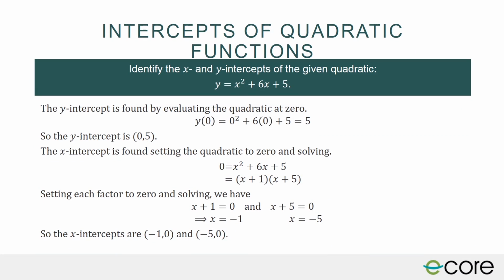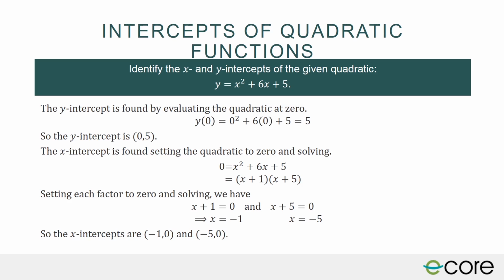Let's identify the x and y-intercepts of the quadratic y = x^2 + 6x + 5. The y-intercept is found by evaluating the quadratic at 0. y(0) is 0^2 + 6(0) + 5, which is 5. So the y-intercept is (0, 5).